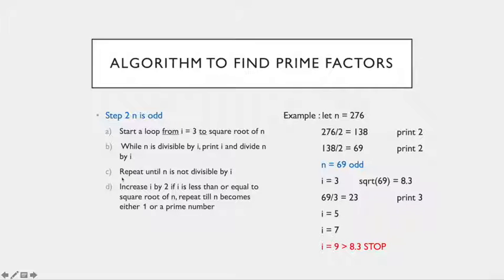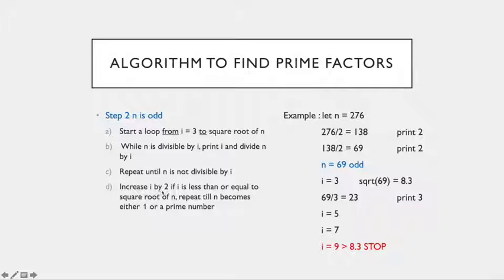Then you repeat this until the number is not divisible by i. So you try 23 divided by 3 again, which is not divisible, so you're not going to print anything. Then you move to the next step, where you increase i by 2. So i becomes 5 right now, and you try to divide 23 by 5, which is not divisible.